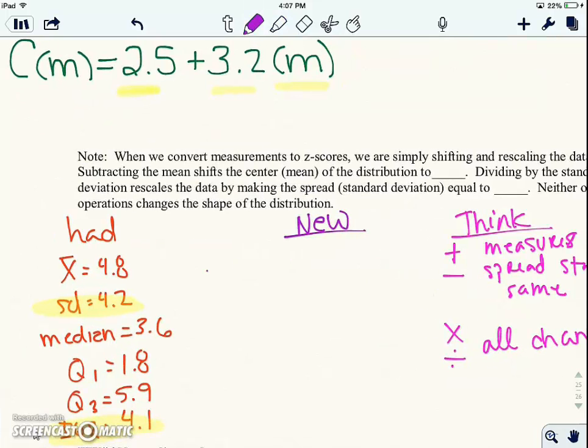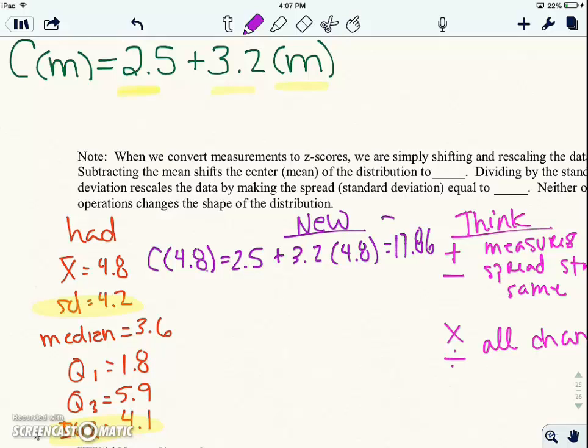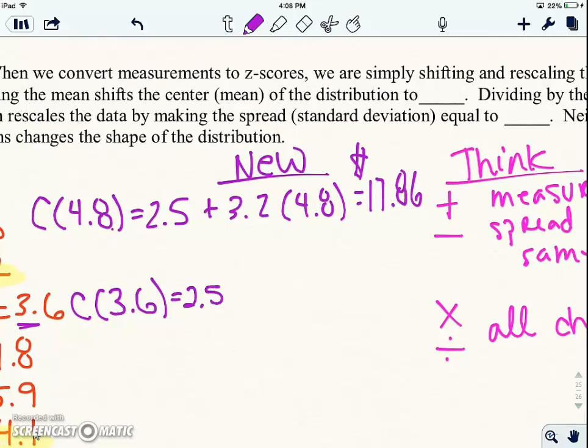We have this function. So if they went 4.8 miles, we plug the 4.8 miles into the function. Cost of 4.8 miles, that's 2.5 plus 3.2 times 4.8. And if we do that really quick, we get 17.86. So it's going to cost you $17.86 on average. For the median, we plug in 3.6 because the median miles is 3.6. We get 2.5 plus 3.2 times 3.6. And we should end up with 14.02.